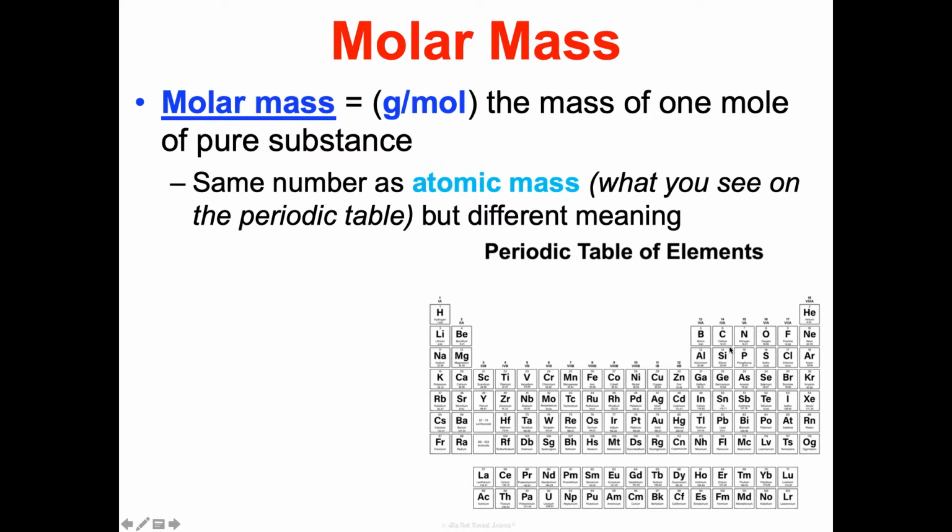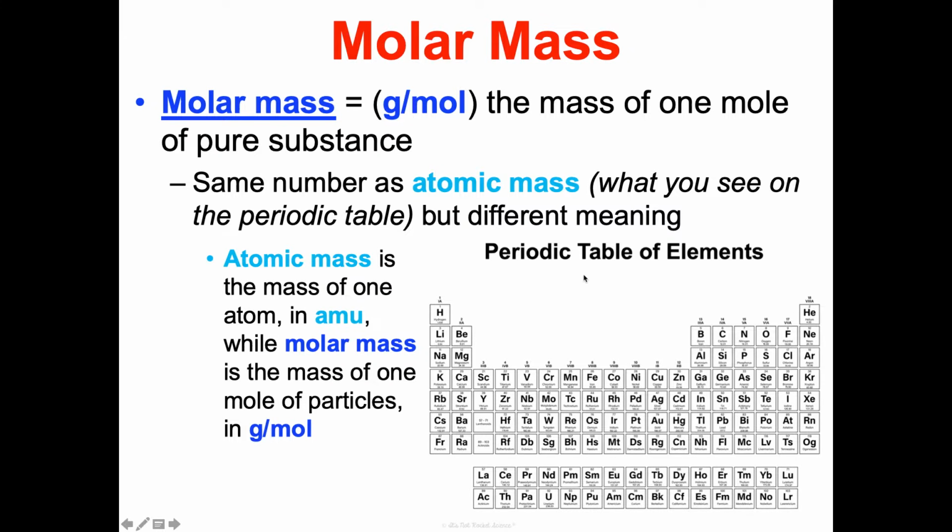Okay, so if you look up carbon, you see 12.01. The molar mass of carbon is 12.01 grams per mole. Look at oxygen, 16.00. The molar mass of oxygen is 16.00 grams per mole. So these molar masses, you can look them up on the periodic table for an element, which is awesome.